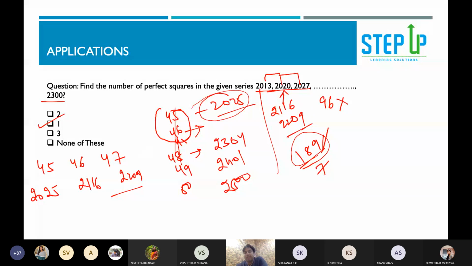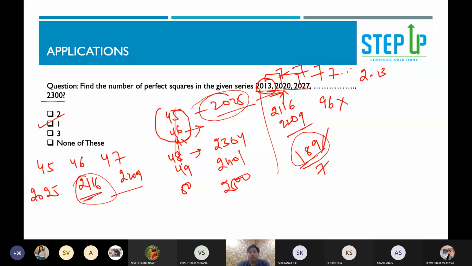Now, if you can see here, the base value is 2013, right? And what you're doing is just adding 7 here, 7 here, 7 here. That means whatever value you're talking about, the difference of this value and any of these values should be a multiple of 7, correct? Only then can you say that this number should be in the series.